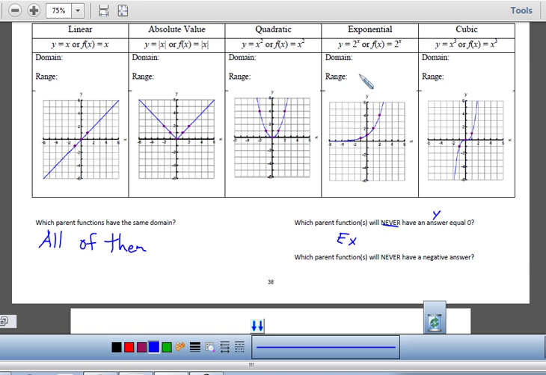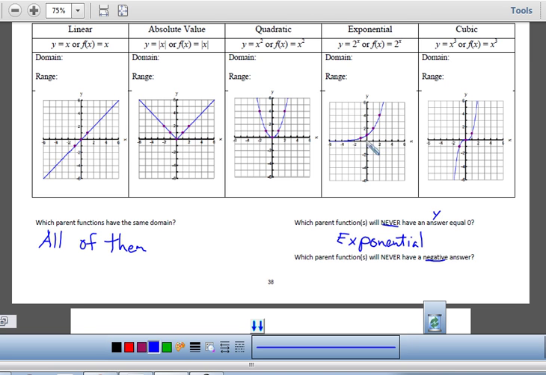Remember, the range up here was written in interval notation using the parentheses, not the bracket. All the rest either cross over it or touch it. Exponential. And then, which parent functions will never have a negative answer?